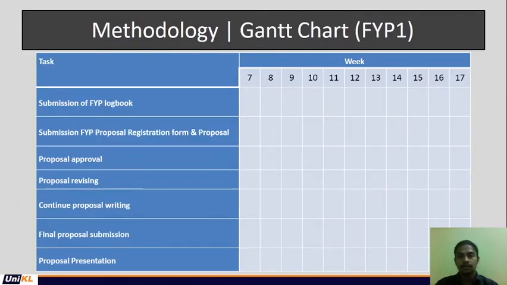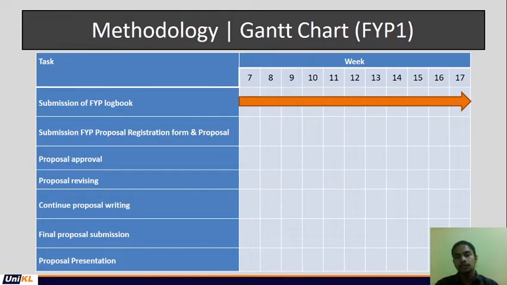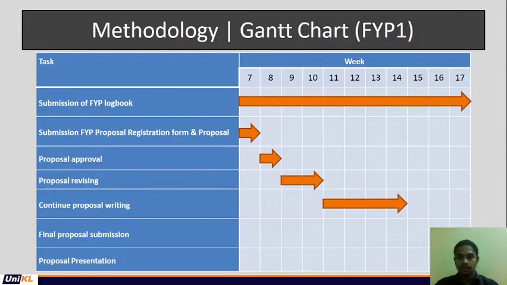For the Gantt chart of FYP1, submission of the FYP logbook is from week 7 to 17, all weeks. Submission of the FYP proposal registration form and proposal is on week 7, proposal approval within 1 week, which is week 8, and proposal revising within 2 weeks from week 9 to week 10. We continue proposal writing within 4 weeks from week 11 to week 14.